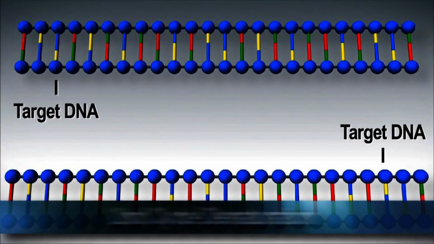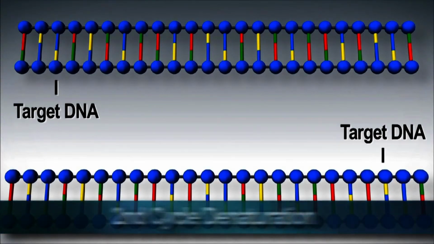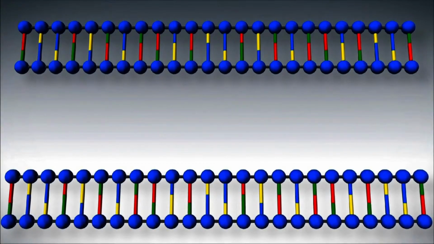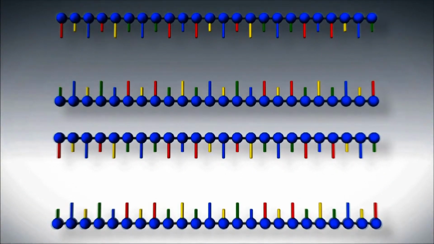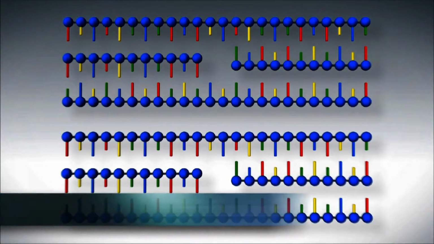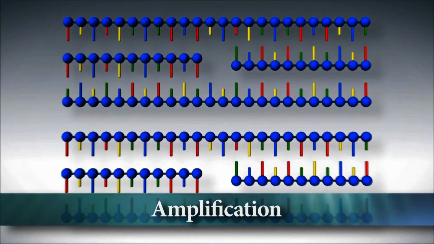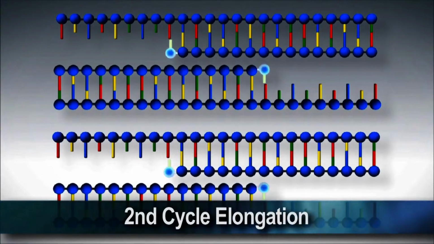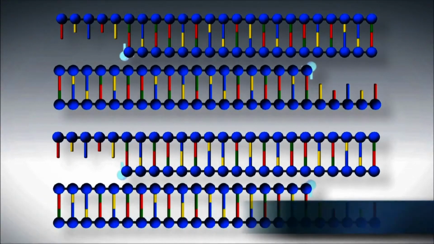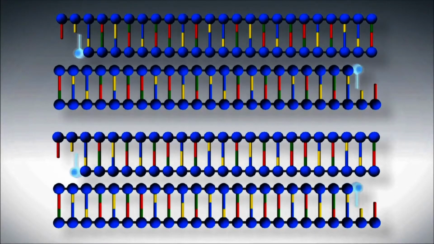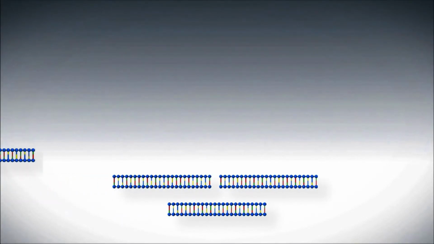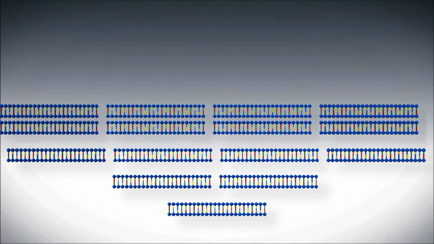PCR is repeated using the new duplicates, with each duplicate creating 2 new copies. 30 or 40 PCR cycles lead to more than 1 billion copies of the original DNA segment. Every synthesized DNA sequence of 1 PCR cycle becomes a template for the next PCR cycle, creating a chain reaction and exponential growth of DNA.